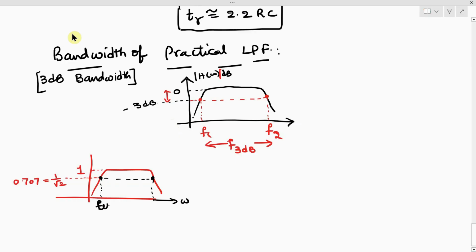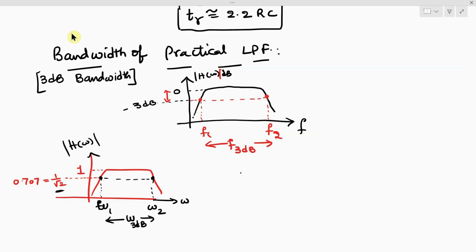Therefore, omega, whatever you can write, no problem. In case I write in terms of f, it becomes directly f3dB. In case I write here, this becomes omega 3. Then we can write in terms of 2 pi. Now tell me, at these frequency values, what will be the magnitude? It is 1 by root 2 times the maximum. Am I right?